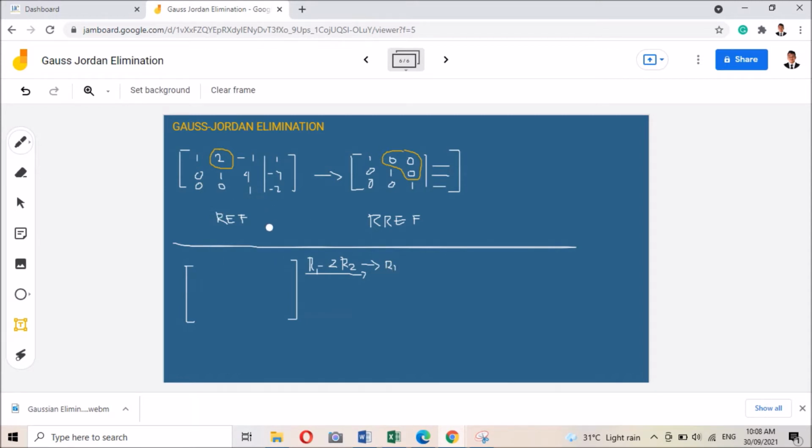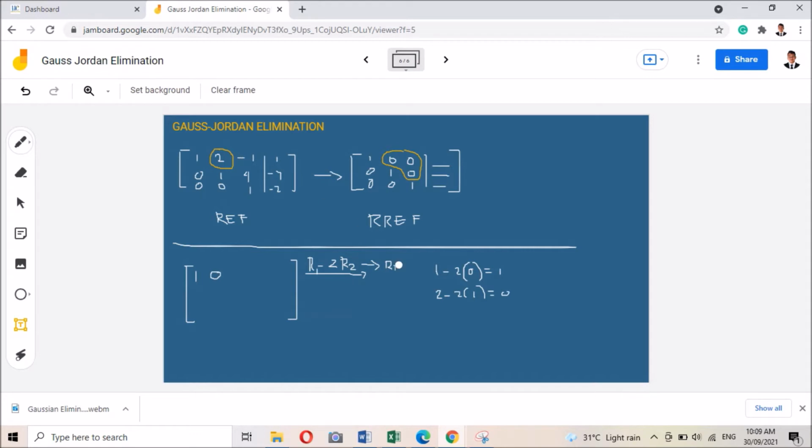So then that will give us, in row 1, it's all affected. R1 will start with 1 minus 2 times 0, which will give us still 1. So we'll just write here 1. And then the next entry, which is 2: 2 minus 2 times 1 is equal to 0. So that's it, we met our goal to make it into 0.